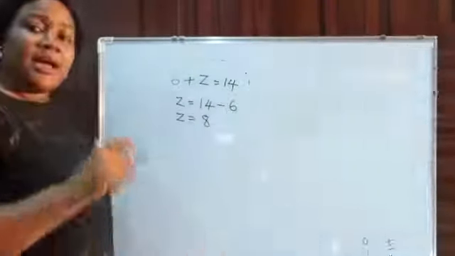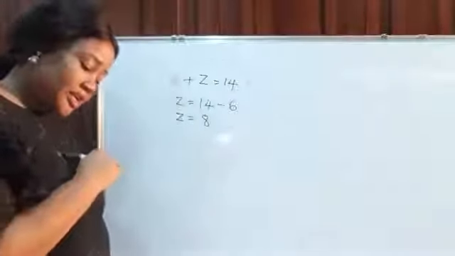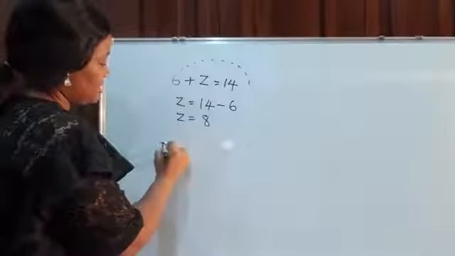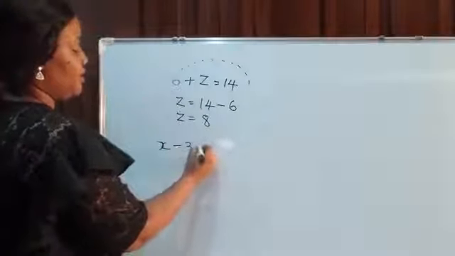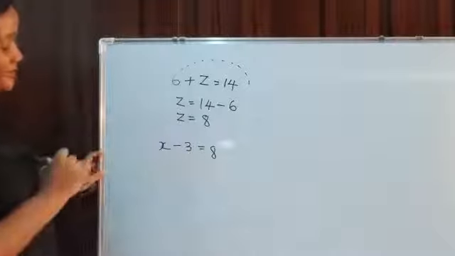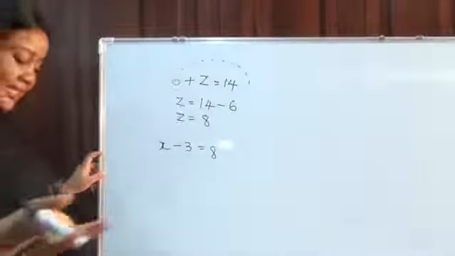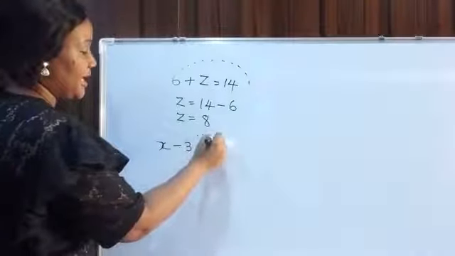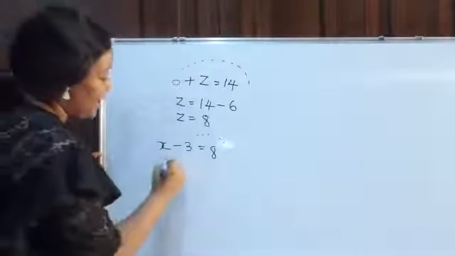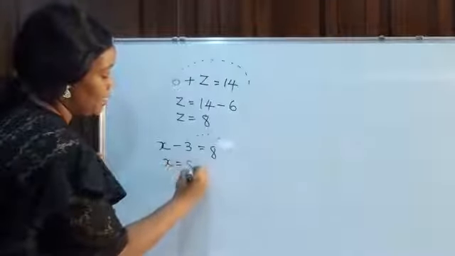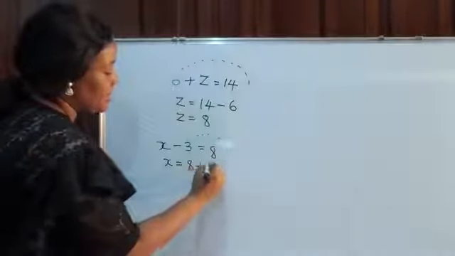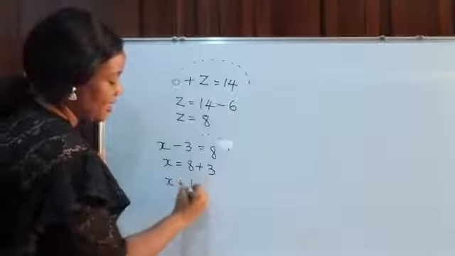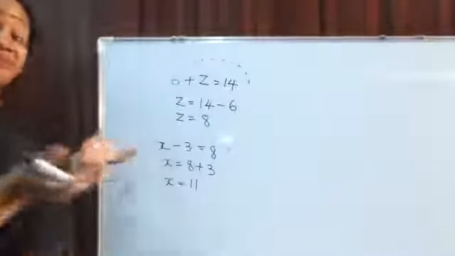Good. Another example. We have x minus 3 equals 8. And we want x. Okay? 3 moves over again. We have x equals 8 plus 3. Which gives us x equals 11. That's it.